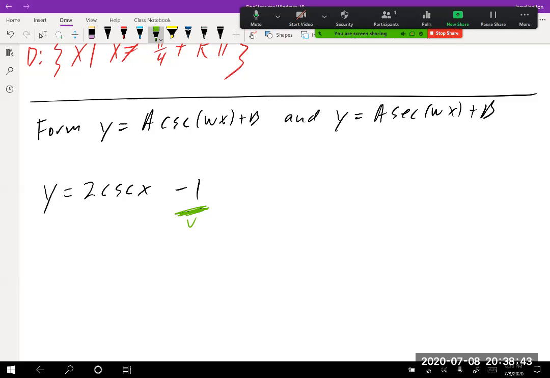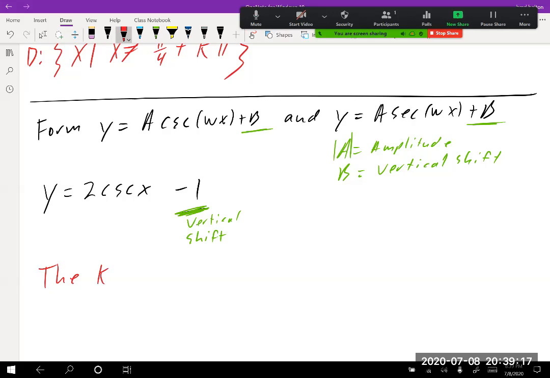This is a vertical shift. So B, if A is amplitude, B is your vertical shift. Okay, so here's the thing.